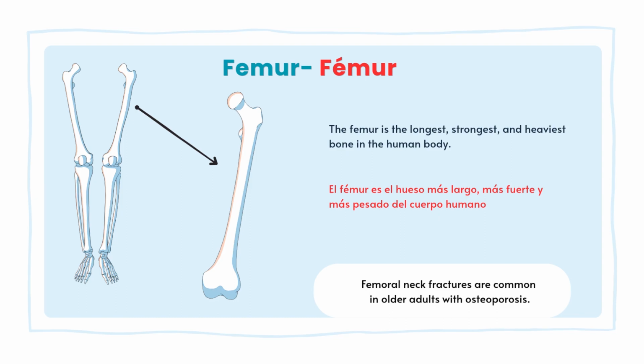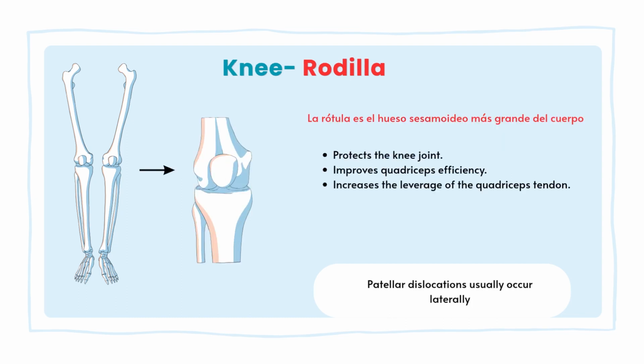Femoral neck fractures are common in older adults with osteoporosis. Next, we have the knee joint, and the bone itself is called the patella. Rótula in Spanish, rótula. La rótula es el hueso sesamoideo más grande del cuerpo.